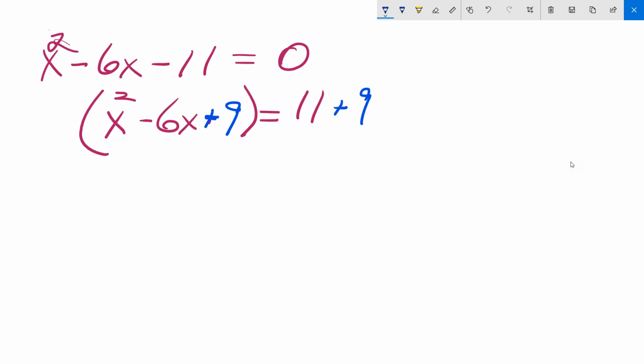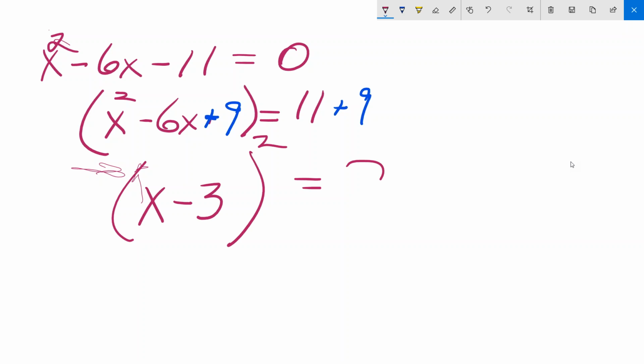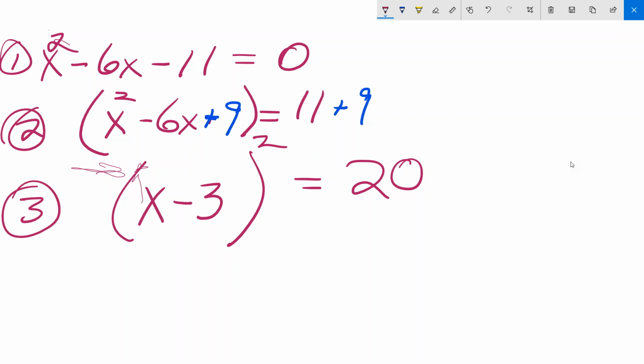Mm-hmm. And then you will always be able to write the left side as x minus whatever you got when you took half, quantity squared, like that. With me? Yes. The key to doing these is to make sure that when you go from line 1 to line 2, you have not changed anything. Going to line 3, I have not changed anything. Now I can do what to solve this problem?